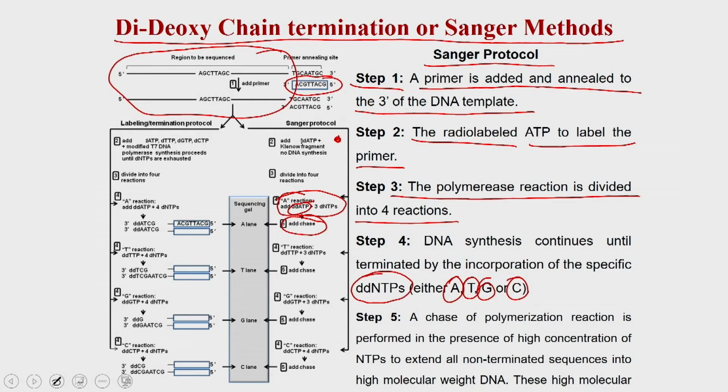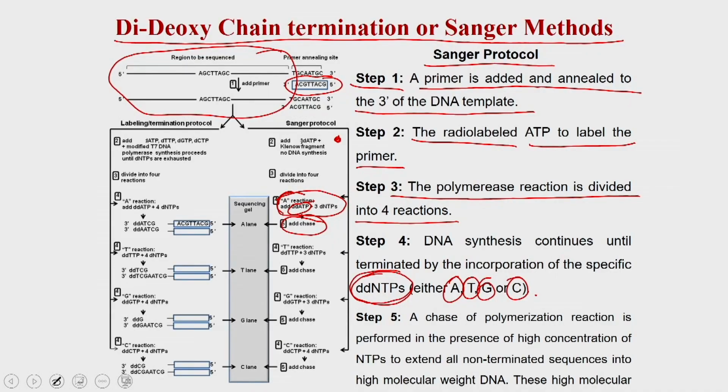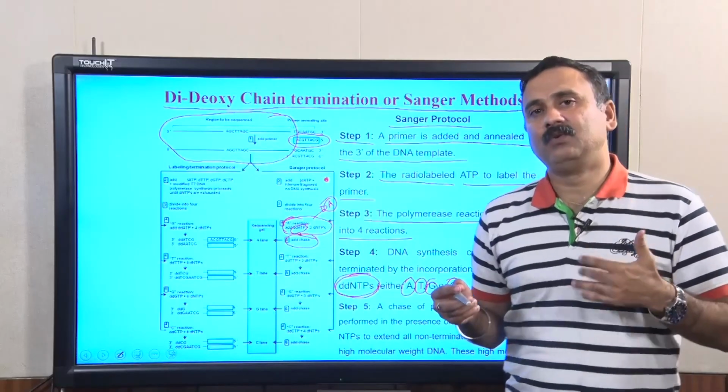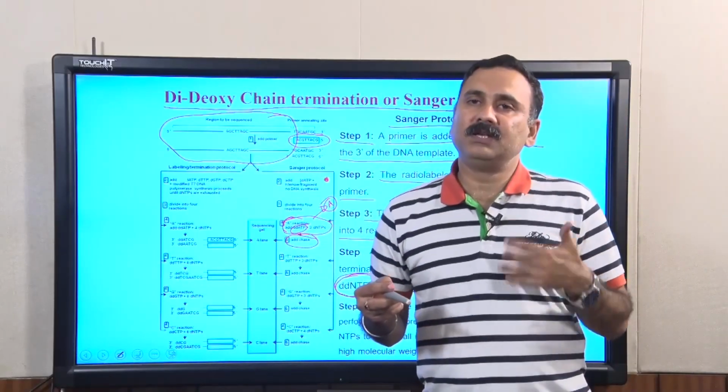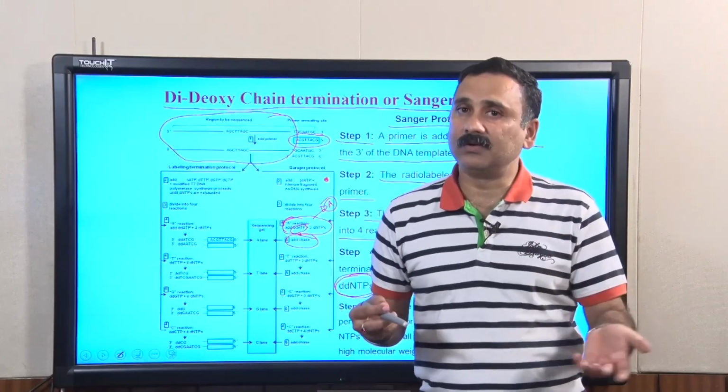So, what will happen is, the places where you add the ddNTPs for adenine, thymine, guanine or cytosine, it is going to terminate the reactions on that particular nucleotide. If you are doing A reactions, the termination would be for A. If you do the T reactions, the termination would be on thymines. If you do the reactions for guanine, the termination is on the guanosine, and if you do it for cytosine, the termination will be on the cytosine.